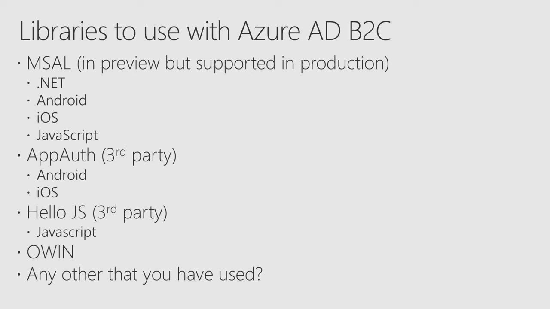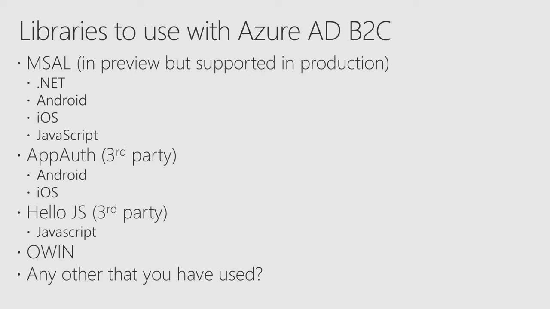So MSAL is the Microsoft Authentication Library. There are 4 flavors right now: the .NET version, the Android, the iOS, and the JavaScript. They're all in preview, but you can actually take them to production. AppAuth is an open source library that the OpenID Foundation, I believe, has created, where they have a sample that you can use, and we have a sample that you can use with B2C for Android and iOS. And then we also have a sample that shows you how to use the JavaScript application using Hello.js, which is another third-party library that you can use.